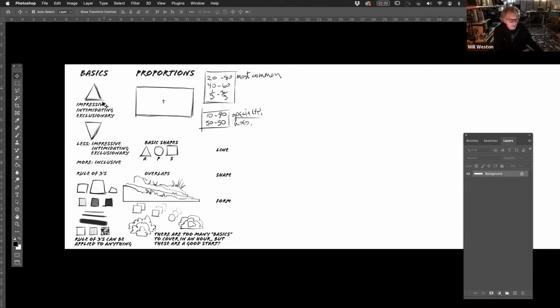The basics are: an upward facing triangle is impressive, intimidating, and exclusionary. A downward facing triangle is less impressive, intimidating, or exclusionary, but it's more inclusive. So basically, shapes convey a certain kind of emotional content, and one of the most basic ones is whether a triangle faces up or down. I'll show you how this works before.